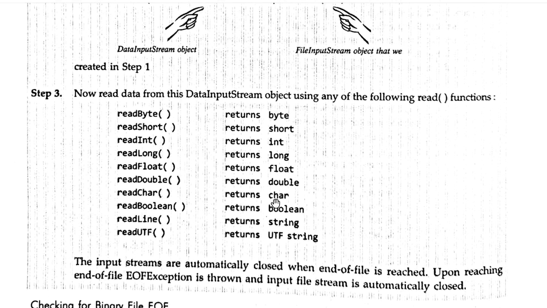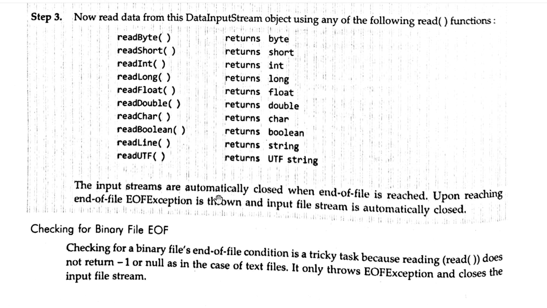They return the data, in whatever form they are reading. readChar for character reading, readBoolean to read a boolean value, readLine to read a full line of string, and readUTF for a UTF string. The input stream is automatically closed when end of file is reached. How long will we read? Control will reach the end of the file, and at that time it cannot read anything. One exception will occur, called EOFException, end of file exception, which you have to trap.